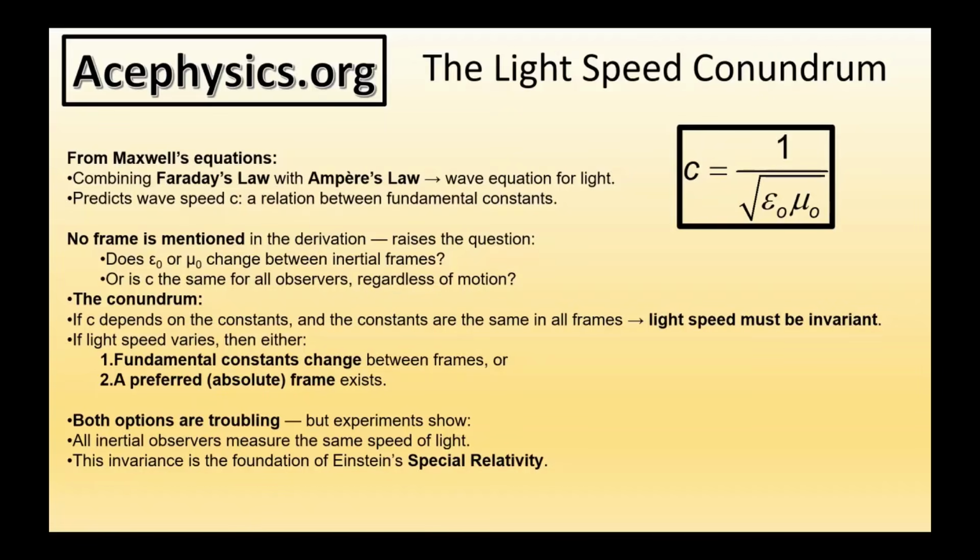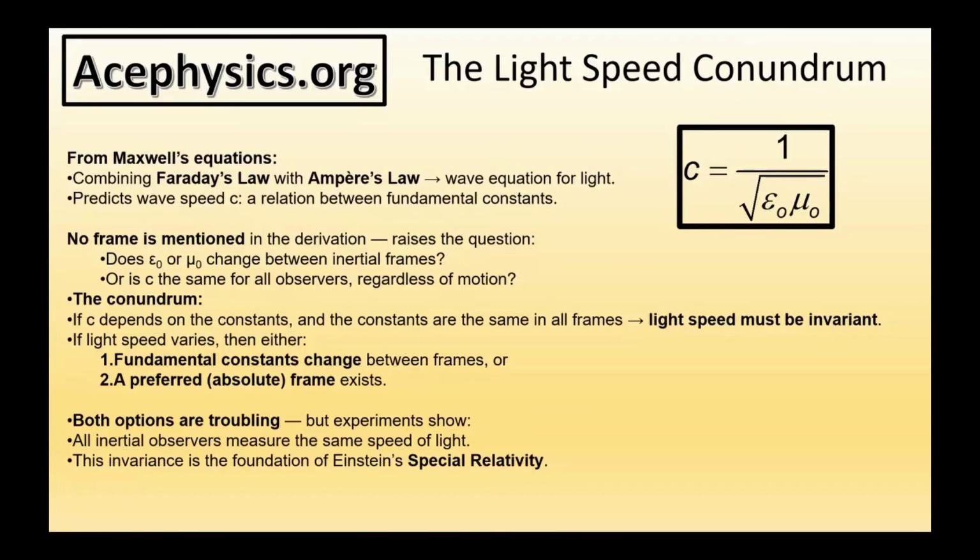You can derive the speed of light by combining Ampere's law with Faraday's law, which produced the wave equation for light. I haven't gone through that derivation here because it's widely available, but the key result is that the speed of light depends on only two fundamental constants, the permittivity and permeability of free space. This is a formula for the speed of light, and as you can see, it's a function of two fundamental constants. What's striking is that no reference frame is mentioned in the derivation.